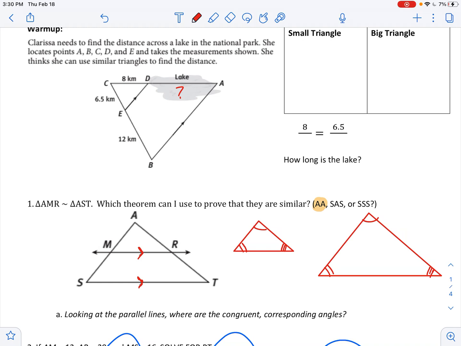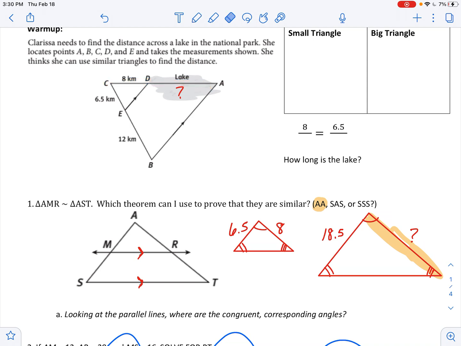Okay, so what in the world could I do to find the missing side for the lake? Well, there's a nice shortcut. I could do 6.5 and then figure out what this is. 6.5 plus 12, 18.5, and then 8, and then whatever this is. And then after I find that whole side length, that is this side right here, I could subtract the 8 to get just the part I want for the lake.